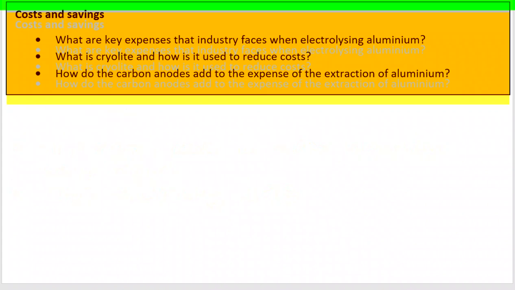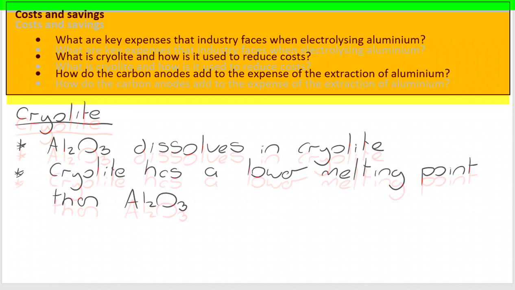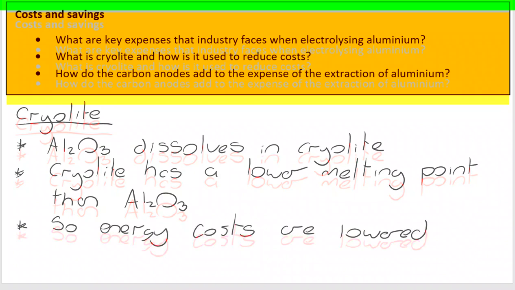Moving on, let's look at cryolite. Now, we mentioned this earlier on the annotated diagram. The aluminium oxide will dissolve in cryolite, and cryolite has a lower melting point than aluminium oxide, so we're essentially using it as a solvent. Now, if we're able to do this at a lower temperature, it means that the energy costs overall are lowered. It's going to make it a more profitable process.